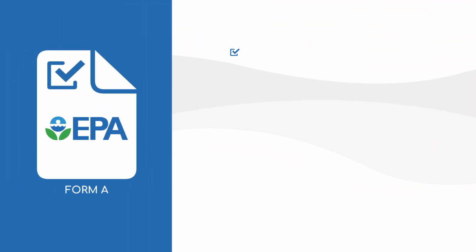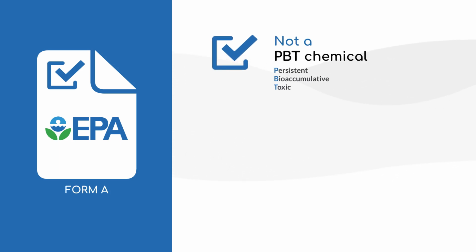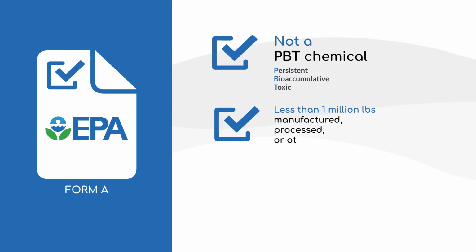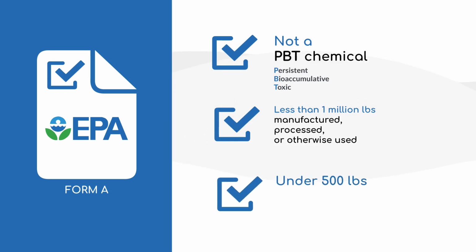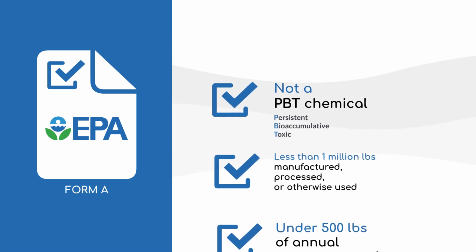You can use Form A for chemicals that meet all of these criteria. The chemical is not a PBT chemical. The chemical has not been manufactured, processed, or otherwise used over 1 million pounds. The total annual waste management of the chemical does not exceed 500 pounds.